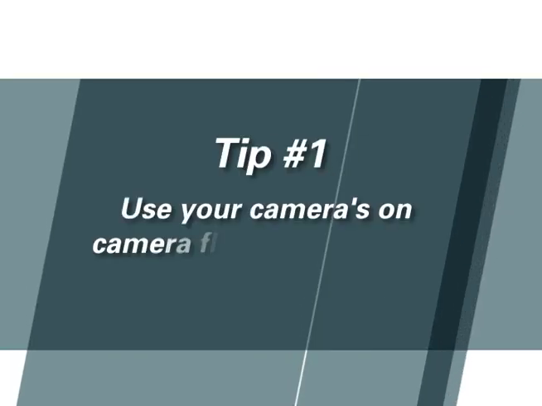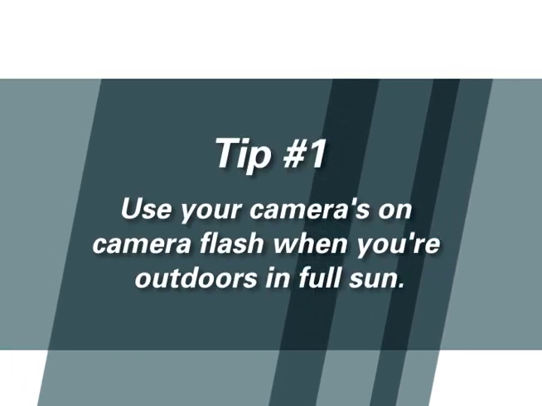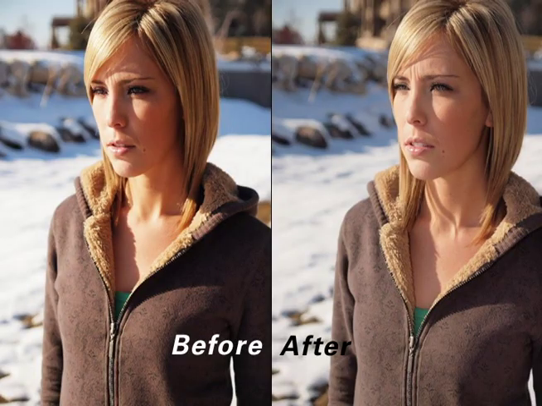Here are some tips for getting great results when using fill flash. Tip number 1. Use your camera's on-camera flash when you're outdoors in full sun. When the sun is high, its light casts shadows in unwanted places, like around the eyes. Your camera's flash will fill in the shadowed areas so you'll be able to get a good exposure on your subject's eyes.